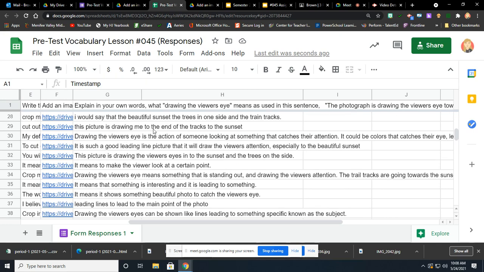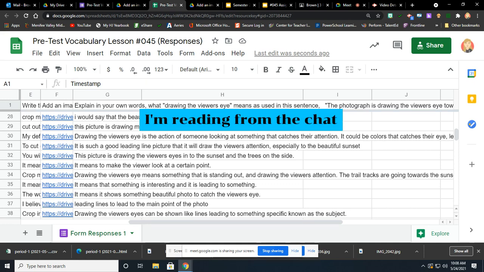This picture is drawing me to the end of the tracks to the sunset. Yes, that is leading somebody's eyes. You're telling them where they're supposed to be looking, so they don't have to be confused.